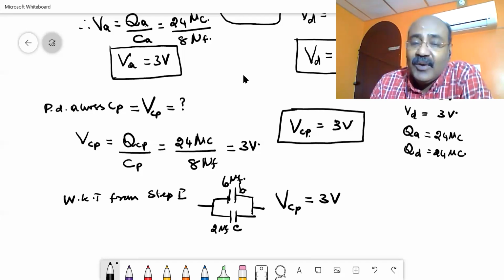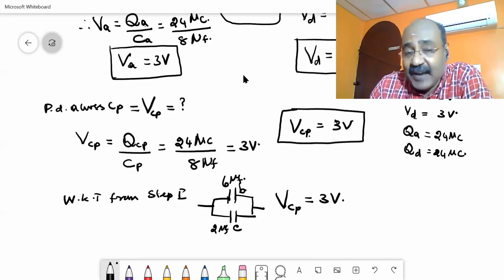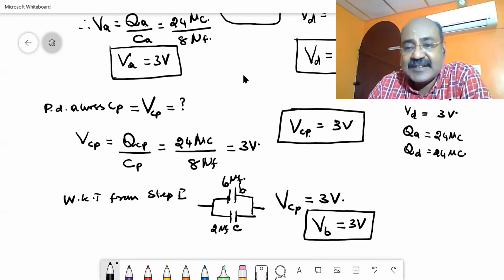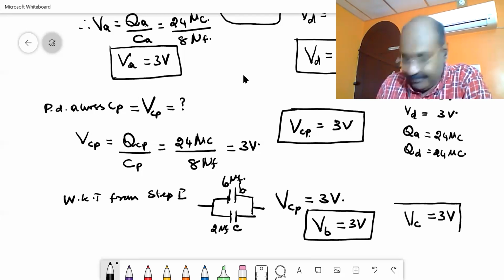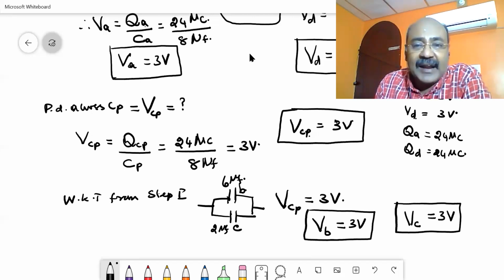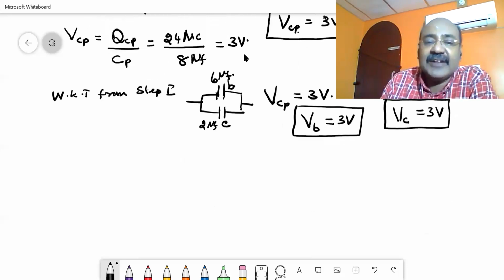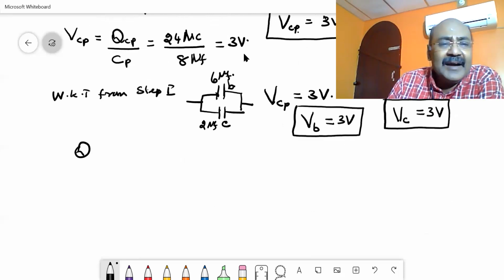Now, in a parallel combination, the potential difference is the same. So I am writing the potential difference across B is equal to 3 volt. And I can write the potential difference across C is also equal to 3 volt, because B and C are in parallel combination. Now, from this parallel combination, you calculate the charge in B and the charge in C. So let us calculate the charge in B.